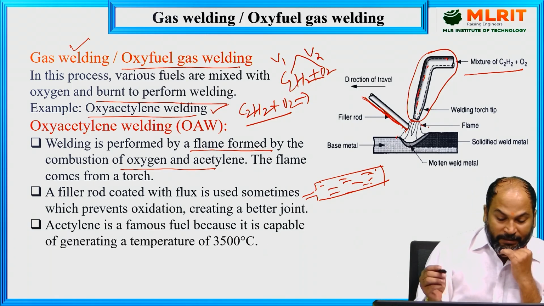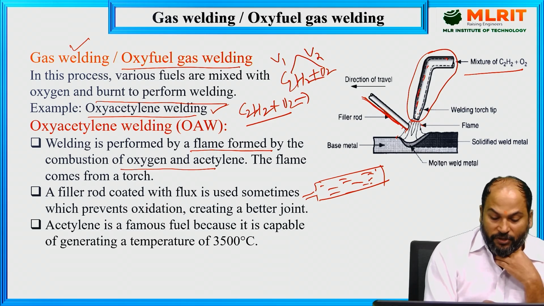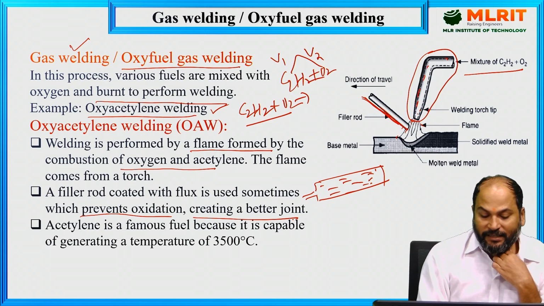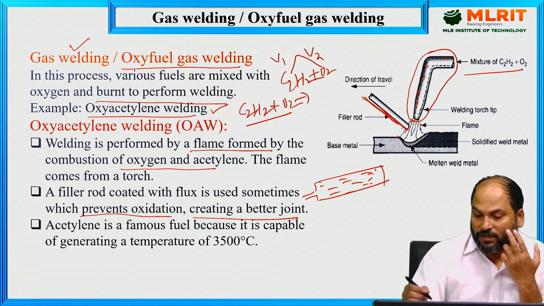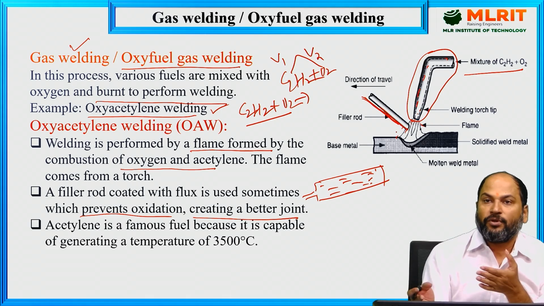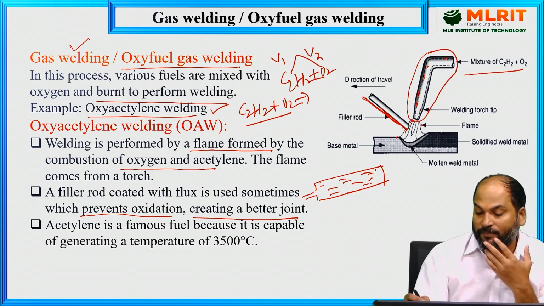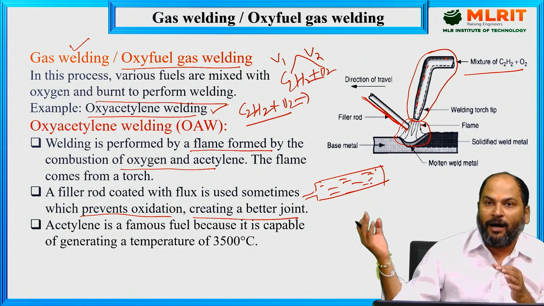Okay. So a filler rod coated with flux is used sometimes, which prevents the oxygen and creates a better joint. Yeah, the rod which is used as a filler, it may be coated also. If it is a coated electrode, what will happen? This area will be completely sealed from the outer oxygen.